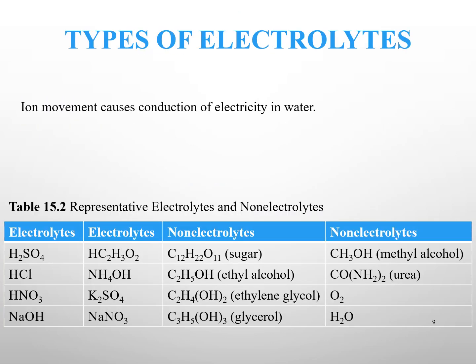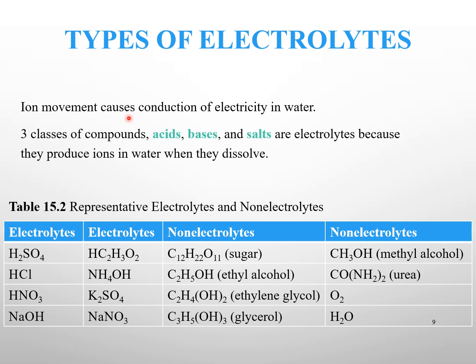So let's go over some examples of electrolytes. Again, remember, electrolytes conduct electricity because of ions. Ion movement causes electricity to be conducted in water. There are three classes of compounds here: acids, bases, and salts are considered electrolytes because they produce ions in water when they dissolve.